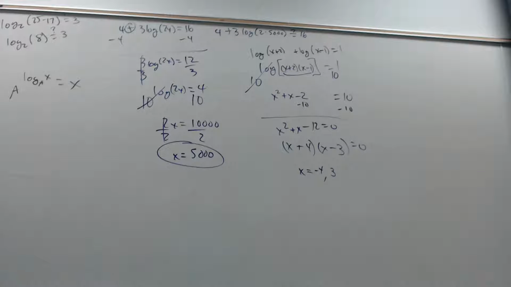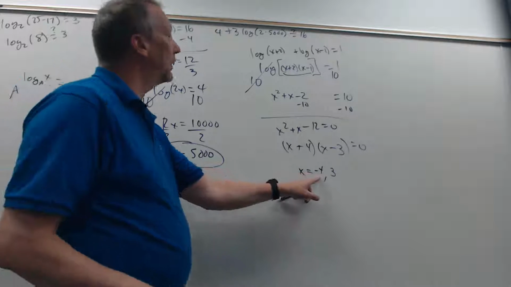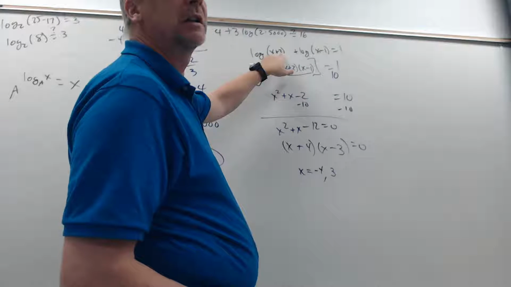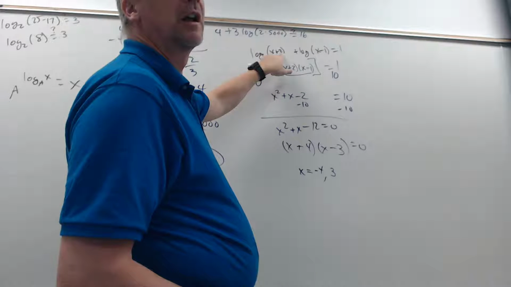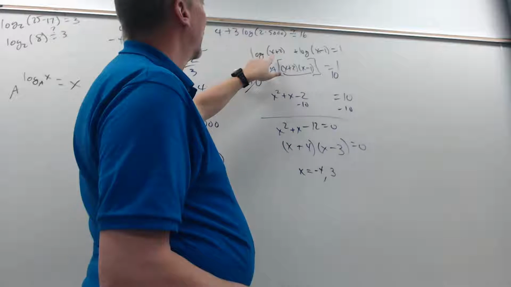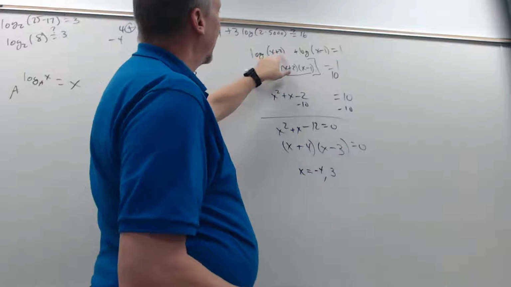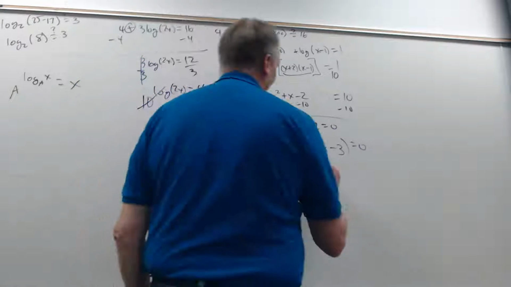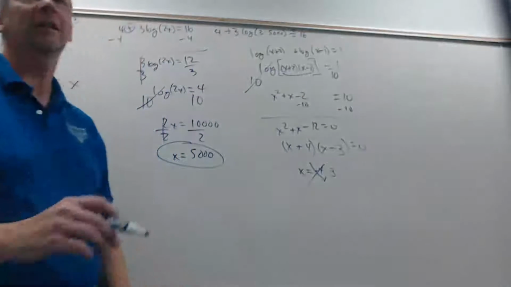So let's check it. So -4, so we're going back up to here. -4 plus 2 is? -2. Can I find the log of -2? It can't be the correct answer. I don't even need to keep checking.